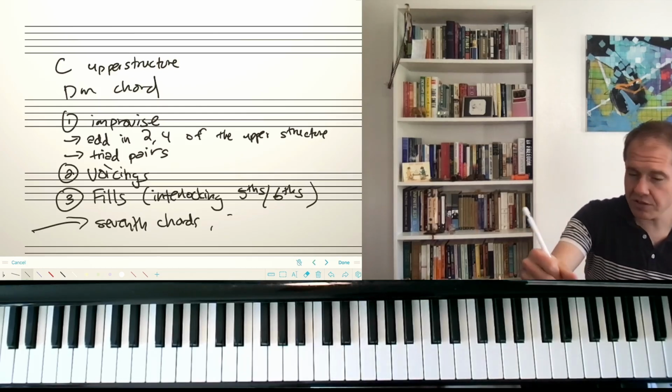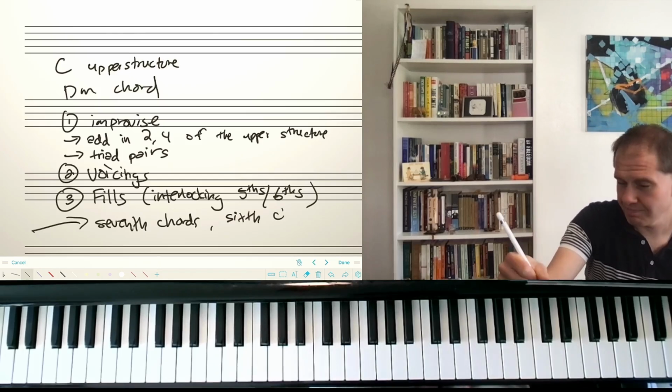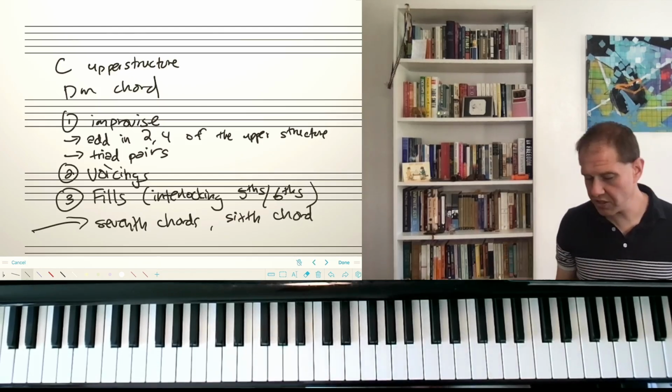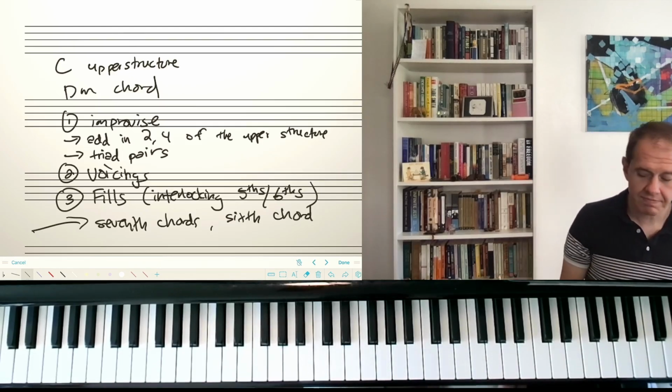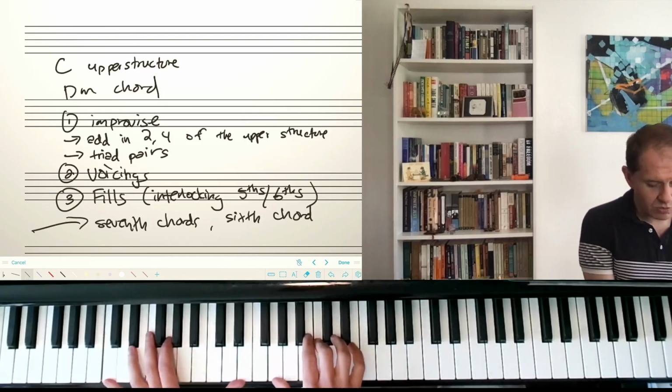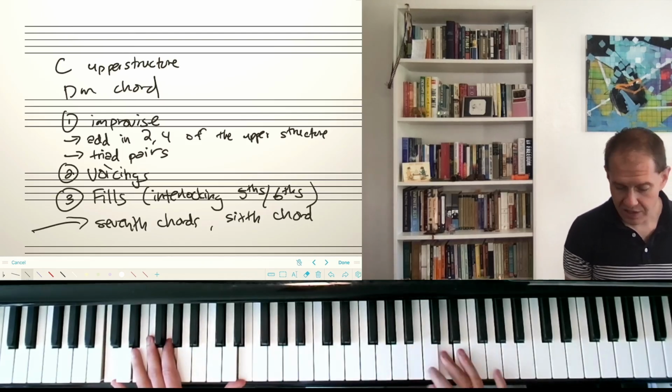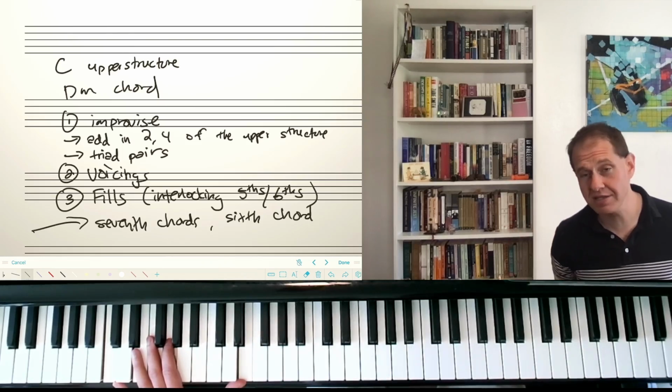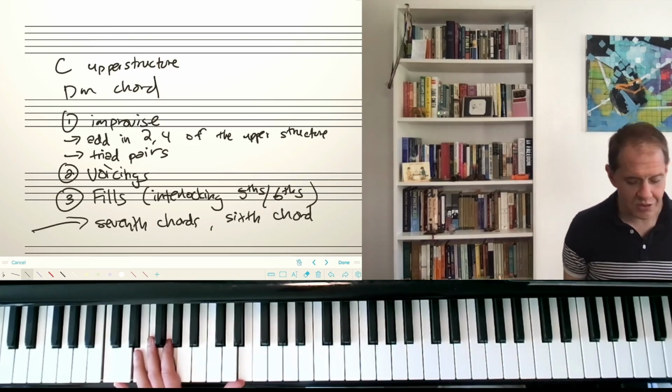So they could be seventh chords, they could be sixth chords. That brings in some interesting possibilities. For C major, what about a G major 6? I guess that's the same as E minor, but I'm getting to it a slightly different way.